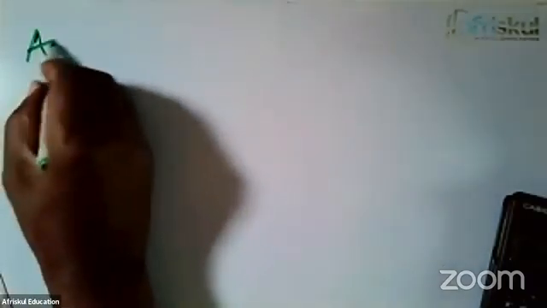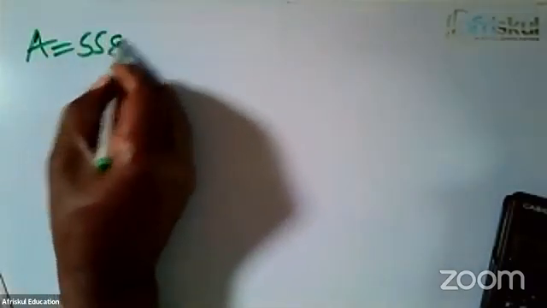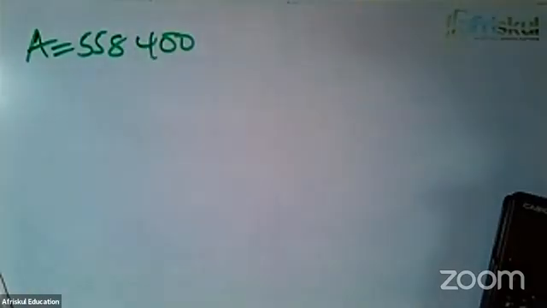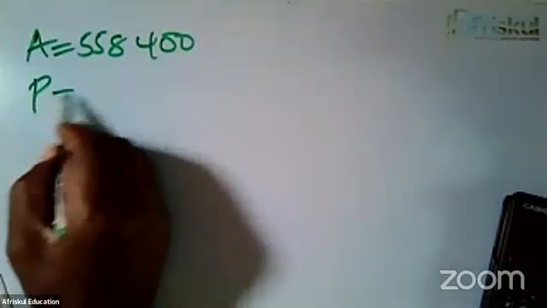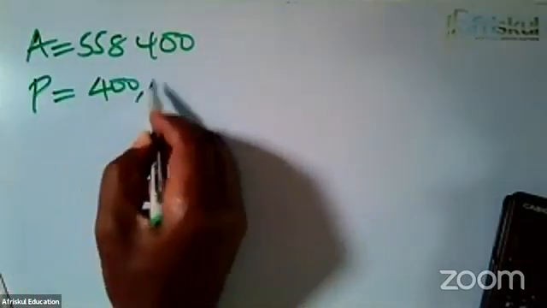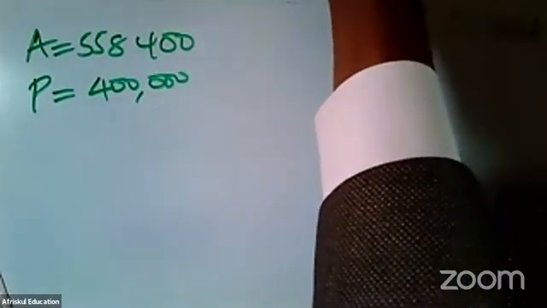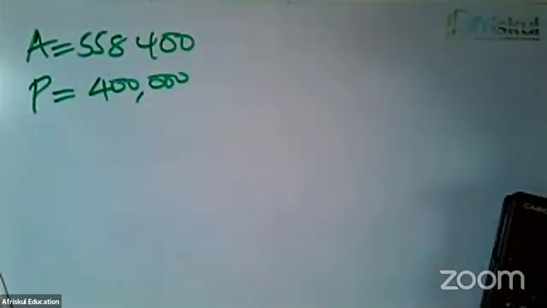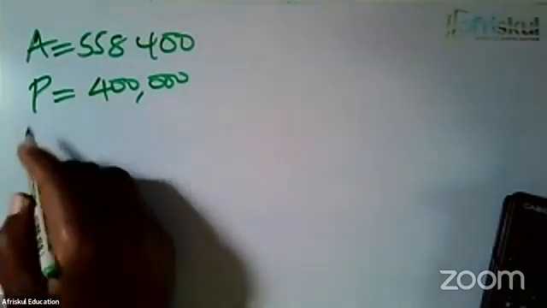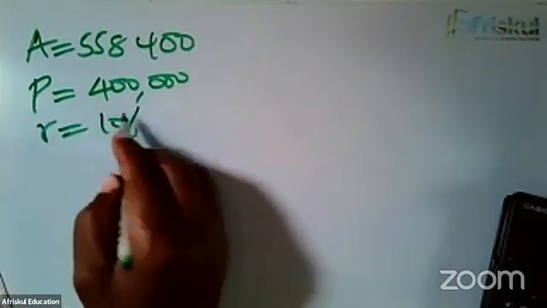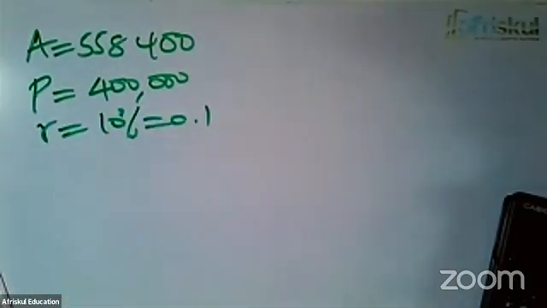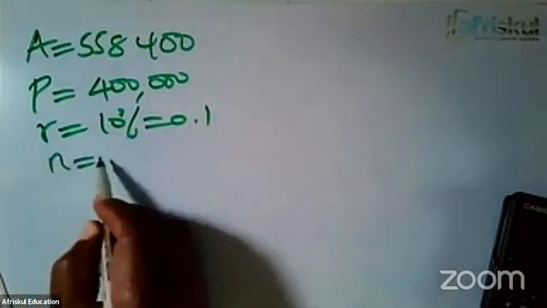So remember, this time around, they have given us the total amount after appreciation, which is 558,400. And remember our principal amount was 400,000. Still, our rate of growth is 10%, which is the same as 0.1. So what they want us to give them is n.